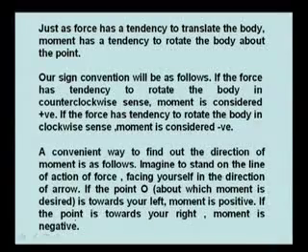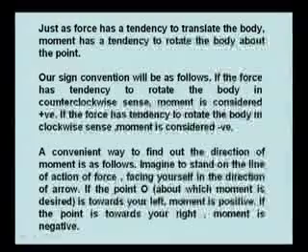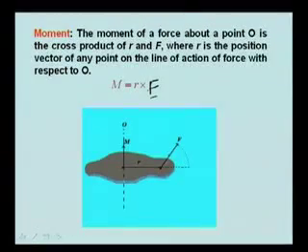A convenient way to find out the direction of the moment is as follows. Imagine you stand on the line of action of the force and look towards the arrow. If the point about which you are interested to find the moment falls towards your left hand side, then the moment will be considered positive, and if the point falls on the right hand side, then the moment will be considered negative. For example, if I take a force like this, there is a point O here.